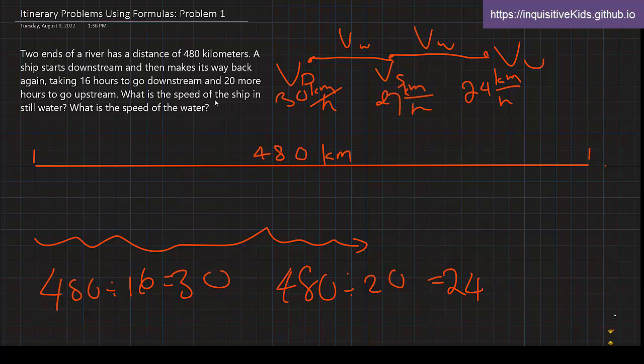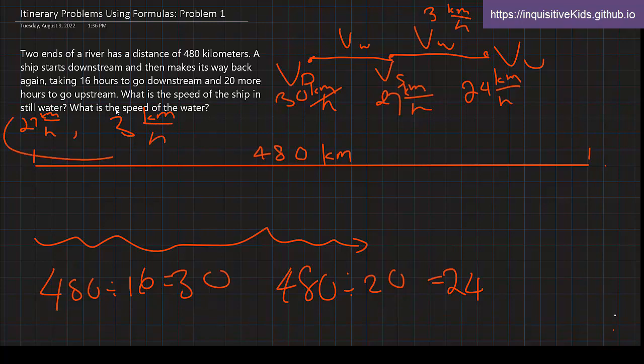So we already found the speed of the ship in still water, which is 27 kilometers per hour. But we also need to find the speed of the water, which is easy. We can take, for example, the upstream speed and the middle speed, subtract, and we have 3 kilometers per hour. So the water speed would be 3 kilometers per hour. That's our final answer.